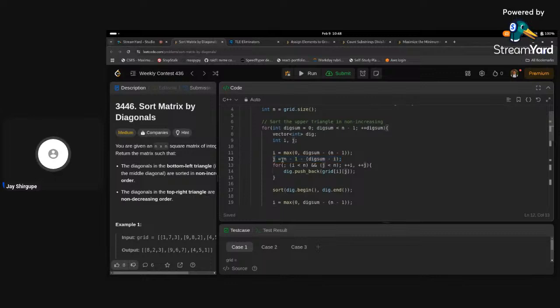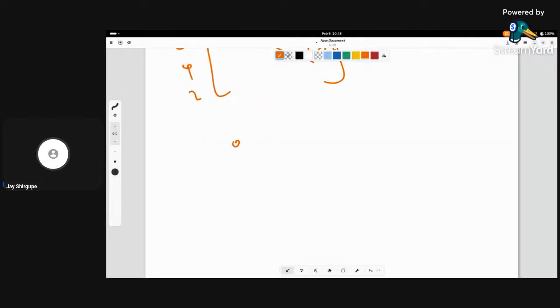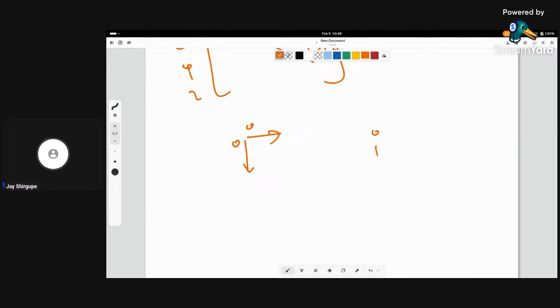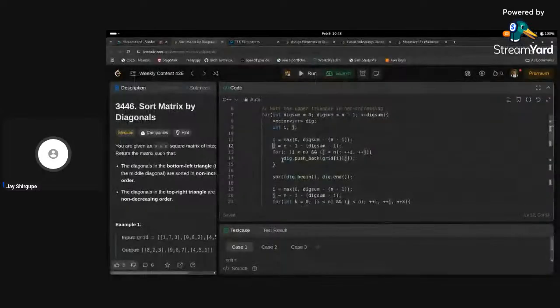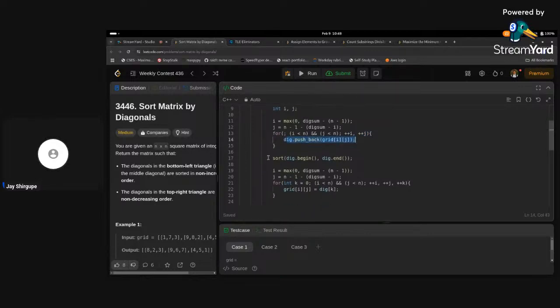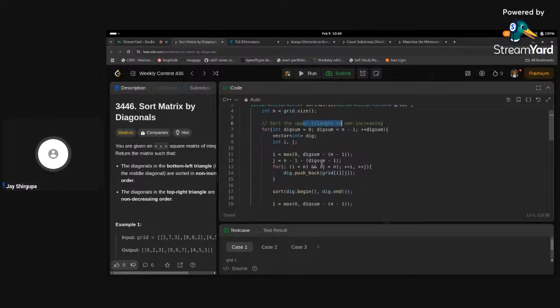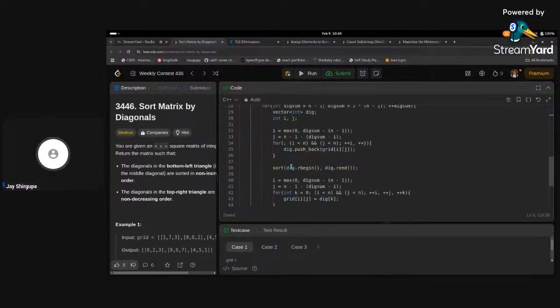So the value of j that I'm using is for 0 starting here and 0 starting here. You can even use the form of indexing 0, 1, 2, like this. Then you basically iterate up till i and j are both less than n minus 1, increment i and j, and fill your diagonals array, then sort the diagonals array. For the upper triangle, you have to sort it in non-decreasing order. For the bottom, you have to sort it in non-increasing order. That is like reverse sort.